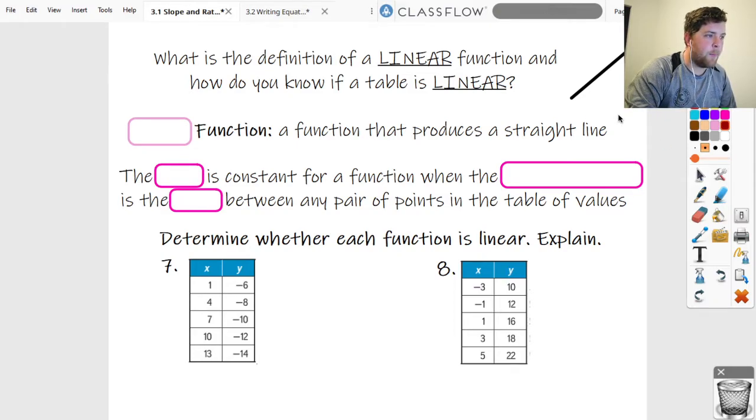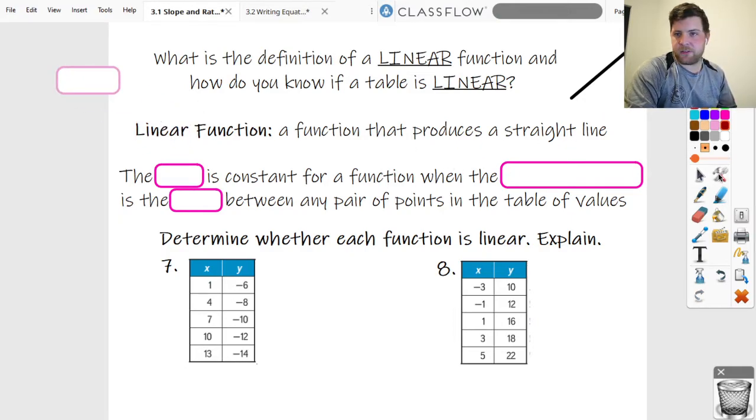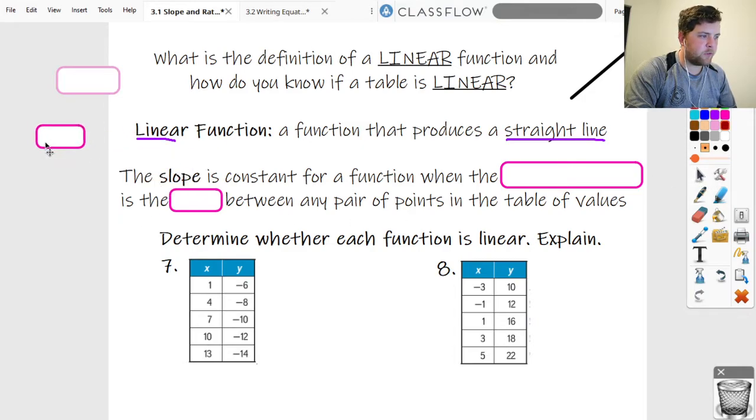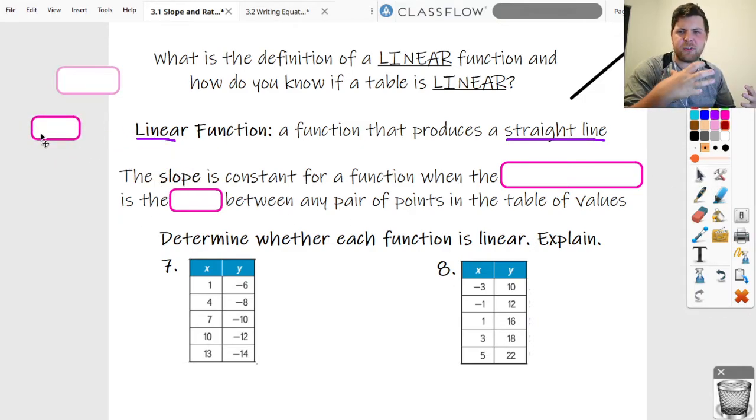Okay, so what is the definition of a linear function? We've talked about it a little bit, but let's talk about what the definition is and then how you tell if a table is linear. A linear function is exactly what it sounds like. Linear is just a way to describe something that makes a line, so it's going to create a straight line. The slope is constant, and constant just means the same. So it's the same over and over again. It won't be 2 at one point and then 4 at another point. It's always going to be the same.